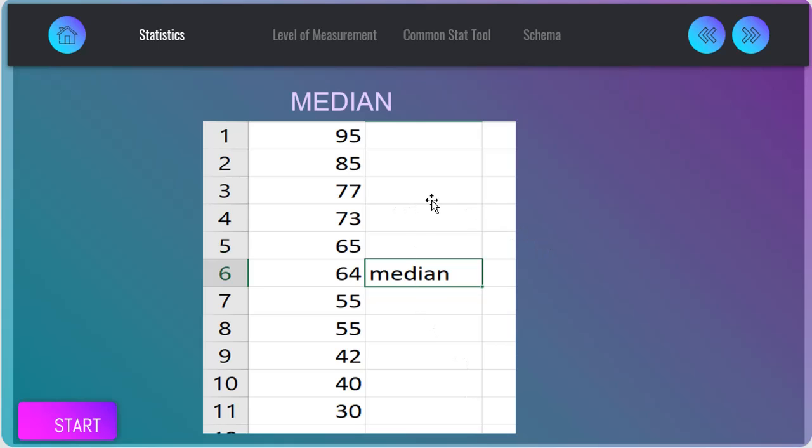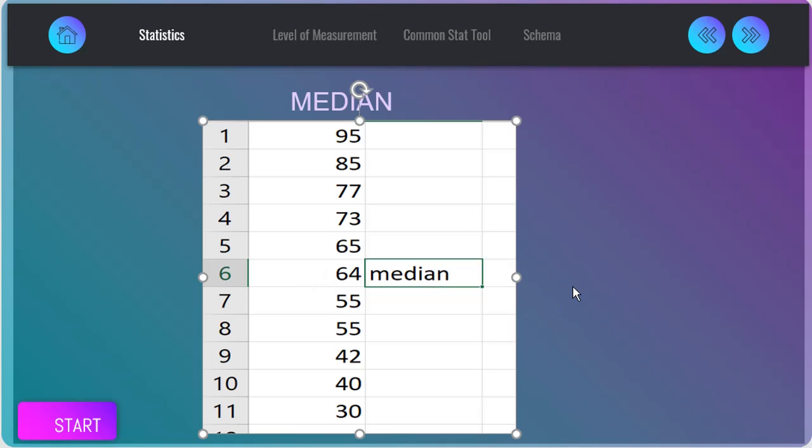So in this example, there are 11 scores. Okay, 11 scores, right? And let us pretend that these values that we see are examination scores. So out of 100, these are the scores that the 11 students got. Okay, so the middle number of 11 is 6. 64 then is our median.